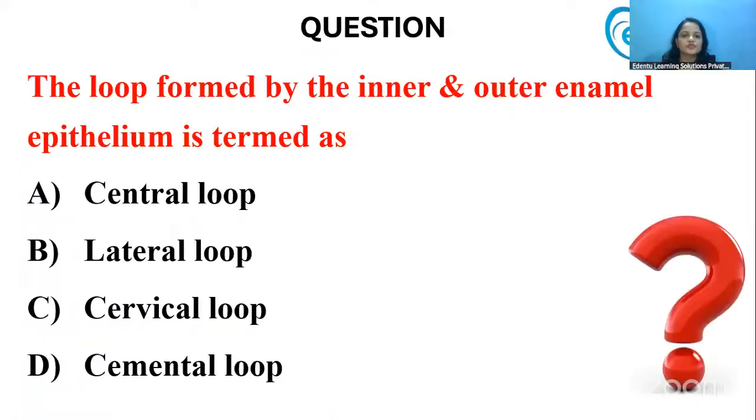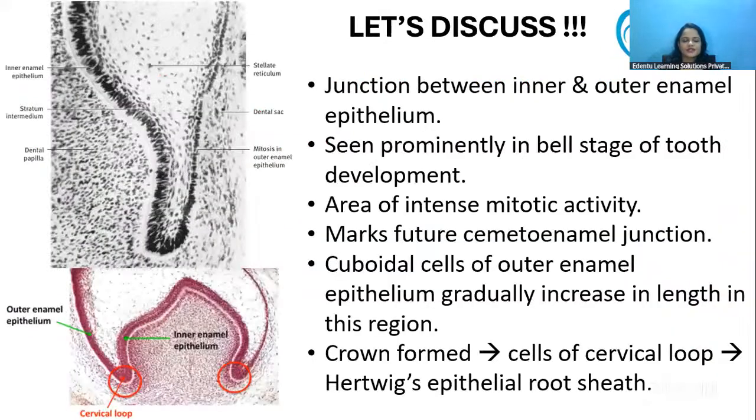The next question. The loop formed by the inner and outer enamel epithelium is called as. What is it called? Yes, an easy one, right, doctors? It is the cervical loop. Yes, Dr. Denisha, yes, Dr. Abhinaya, you all are right.